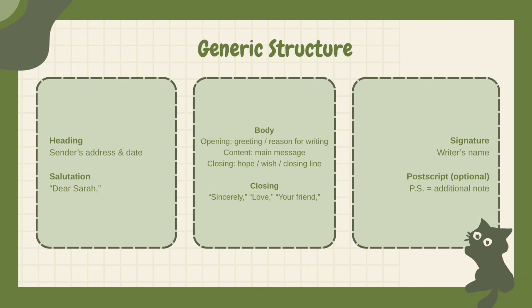A personal letter has a simple structure. It begins with the heading, which includes the writer's address and date. Next is the salutation, such as Dear Anna. Then comes the body, which contains the opening, the main message, and the closing sentence. After that, we add the closing, like love or sincerely, followed by the signature, which is the writer's name. Sometimes there is also a postscript or PS, used to add an extra message.